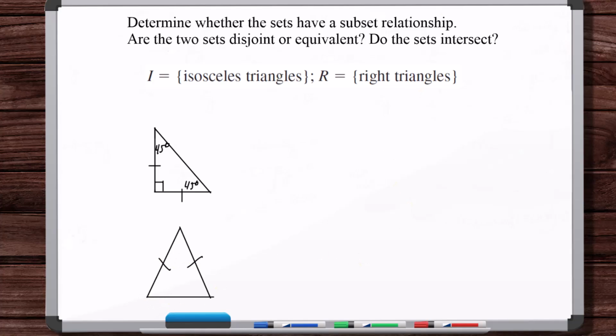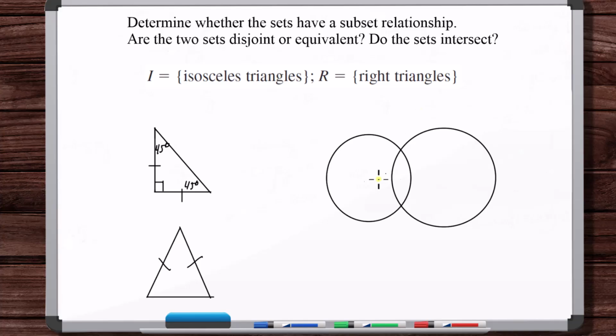So this is an intersection relationship. You have some isosceles triangles that aren't right triangles, like shown here, but you also have some right triangles that aren't isosceles triangles. Like shown here, these two, none of these sides are congruent, so that would be over here. And then there's some that are both, like this.